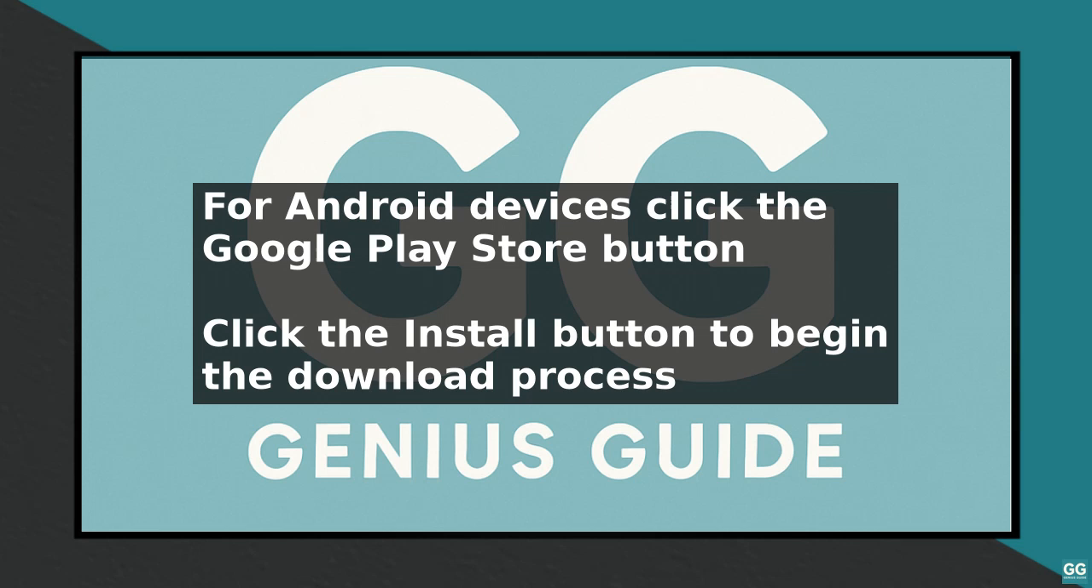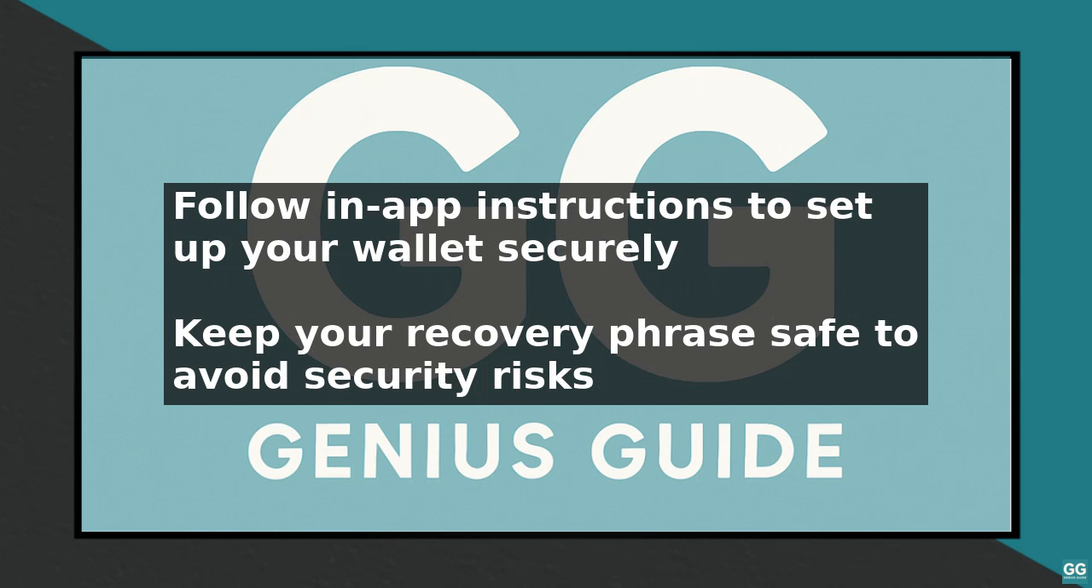Once the installation is complete, open the Trust Wallet app and follow the in-app instructions to set up your wallet. This will include creating a new wallet, setting a password, and backing up your recovery phrase. It is essential to keep your recovery phrase safe, as it is used to restore your wallet in case you lose access to your device. Never share your recovery phrase with anyone, as this can compromise the security of your wallet.